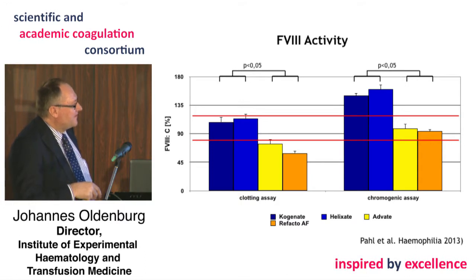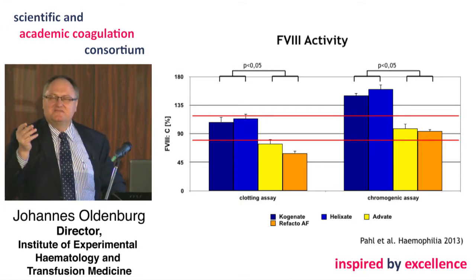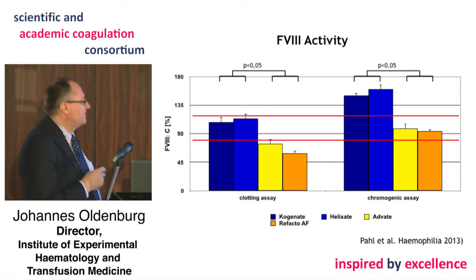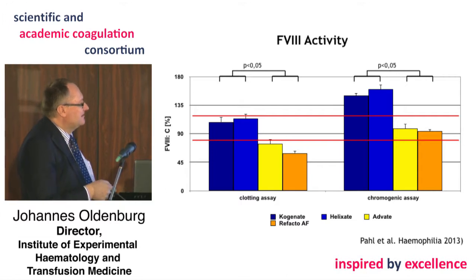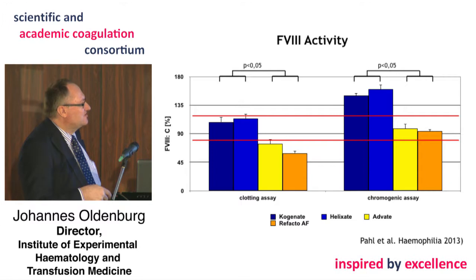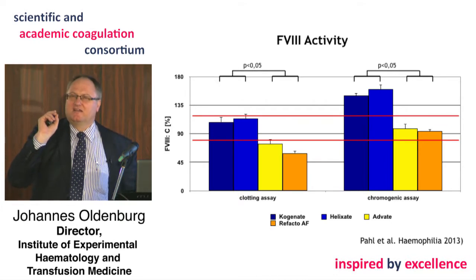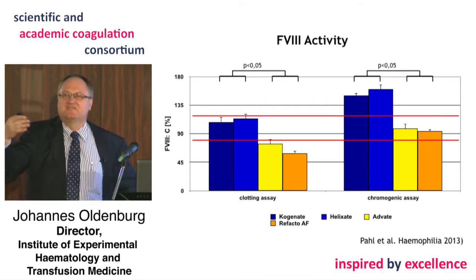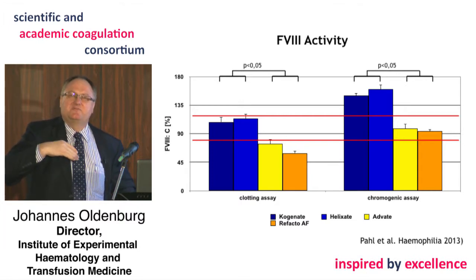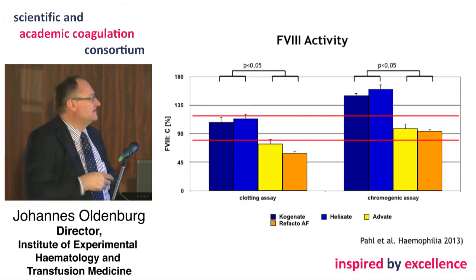Here we have 4 recombinant clotting factor concentrates. The blue ones are the same, that are distributed by 2 different names, but they have the same production site. And here are the values with the one-stage clotting assay, and here with a chromogenic assay. Here we have a factor VIII assay. 100% would be the labeled potency, and you may know that the companies allow for a 20% deviation up and down.